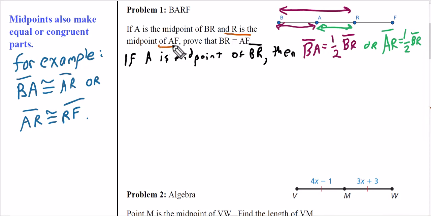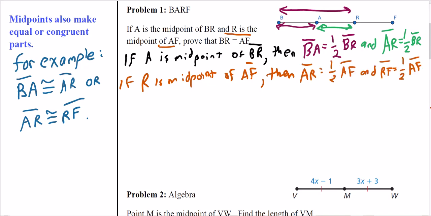So in other words, if R is the midpoint of AF, then what do we know? Right? Fill that in. So you should have been able to come up with a statement like this. Now it's important that we look at both of these, because we need to see the following. We notice that this is AR, and we notice that this is AR. So that's our next step in the progression.